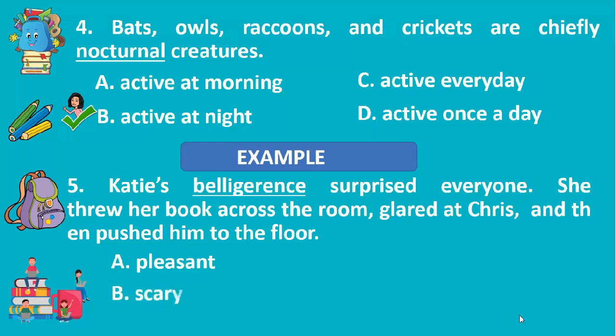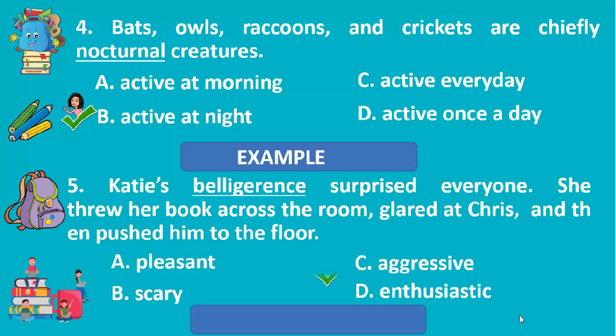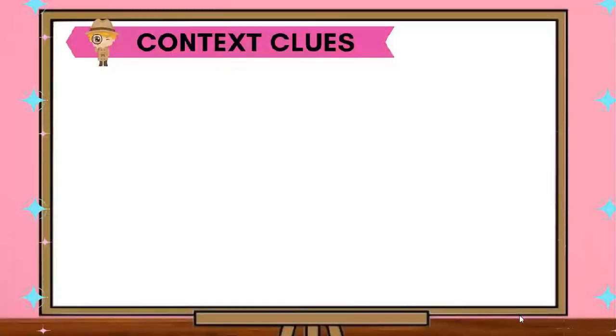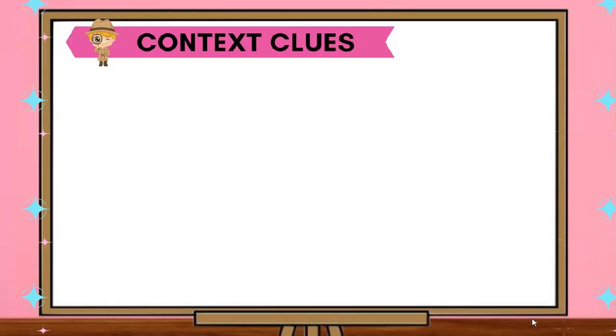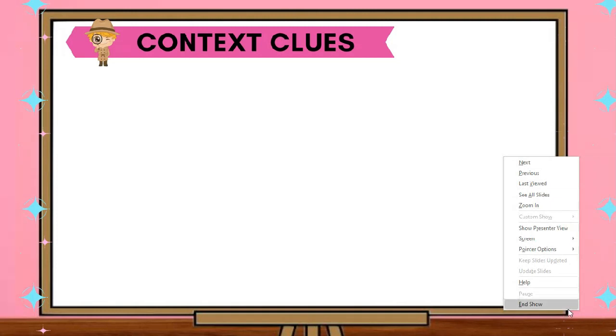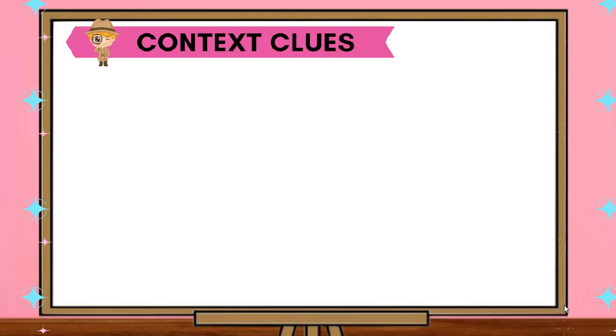Number 3. Bernard was jubilant when he got the news. Before he found out, he was depressed with the blues. A. Scared. B. Sad. C. Frustrated. D. Happy. Correct. Jubilant means happy. And this is what kind of context clue? Yes, antonym.